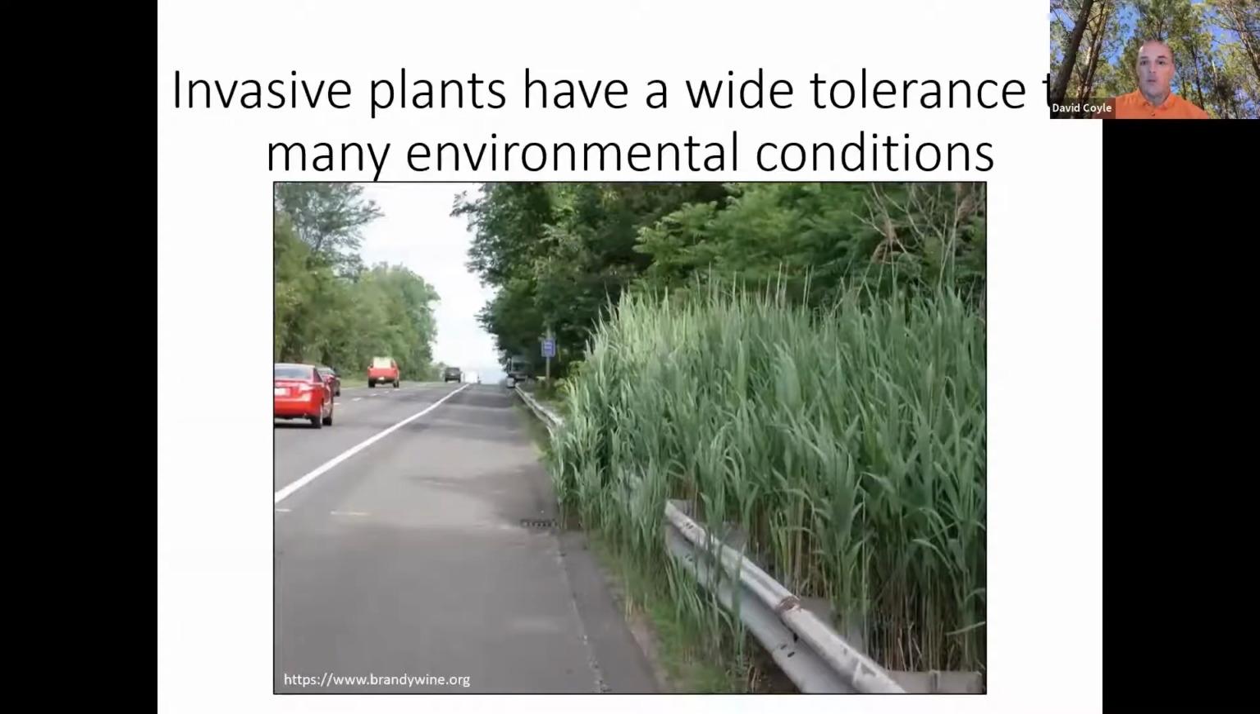And then also a wide tolerance to environmental conditions. Here's Phragmites up in New York, and you can see this stuff is growing practically into the road, into the concrete asphalt road. You're not going to see a lot of native plants growing in these harsh conditions, but you will see the invasive stuff because they're just a lot tougher and more adaptable than many of our natives.